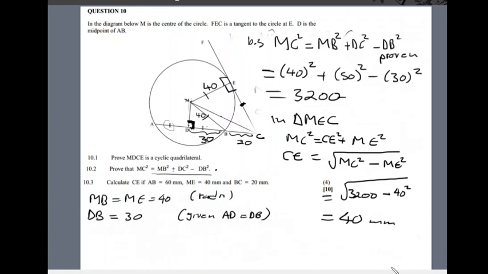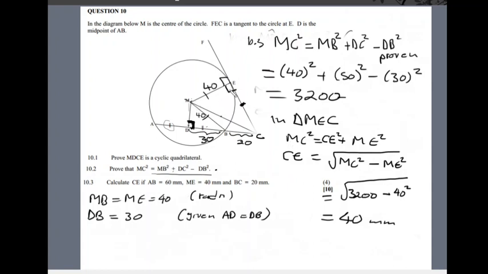The length CE will be 40. ME is equal to 40, which is a bit weird. Wait, let's see. MC squared is equal to 40 plus 50 minus DP, which is 30. So it's 3200.